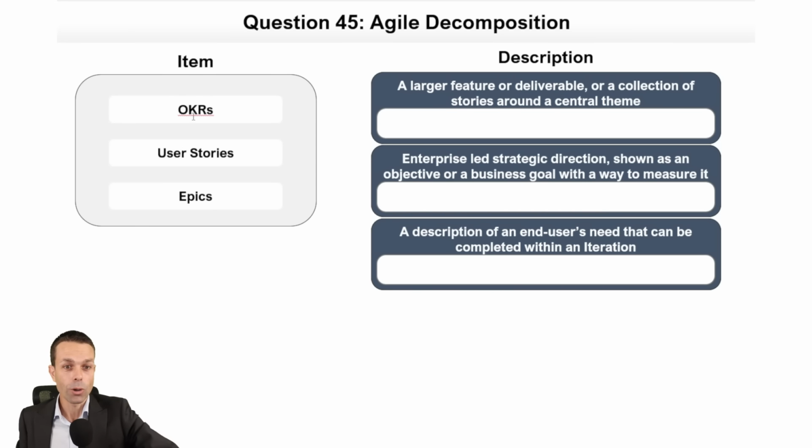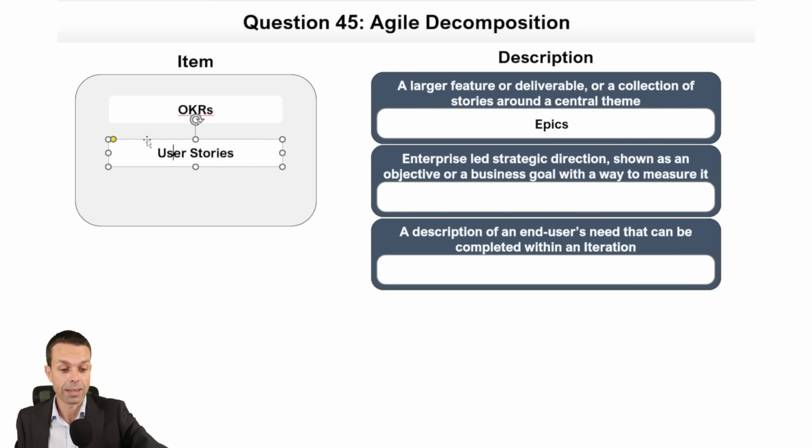Oh, this is good. OKRs, user stories, and epics. And what have we got? A larger feature or deliverable, or a collection of stories around a central theme. That's going to be our epic. So epics basically are like a deliverable, and then we break those down into user stories. So where's that one? A description of an end user's need that can be completed within an iteration, similar to a work package in a traditional project. So you call them user stories or call them work packages. We're assigning them to a person so that they can complete them.